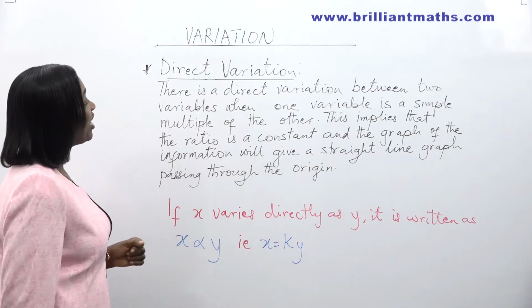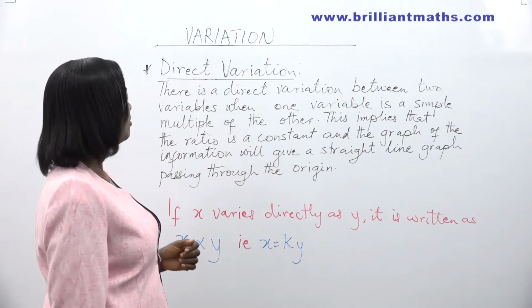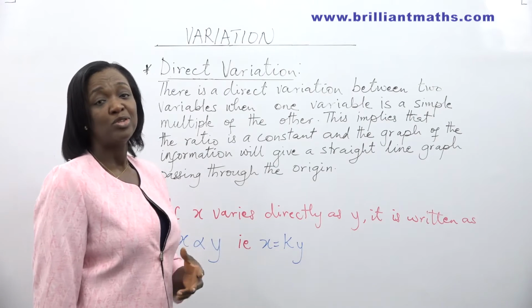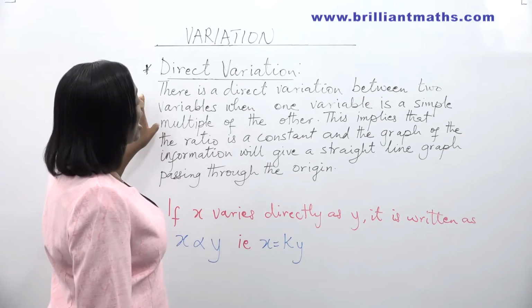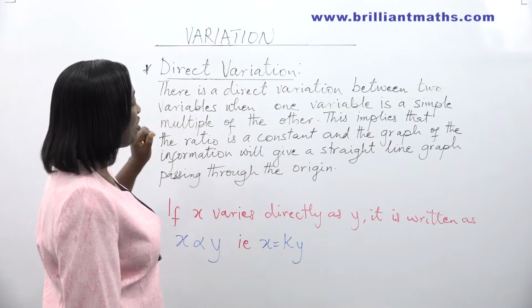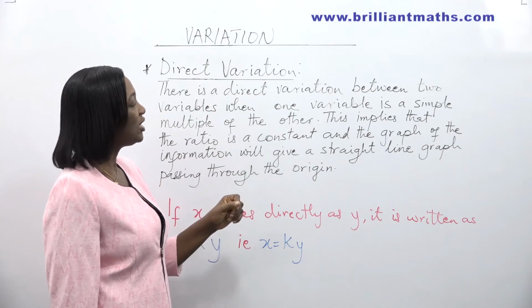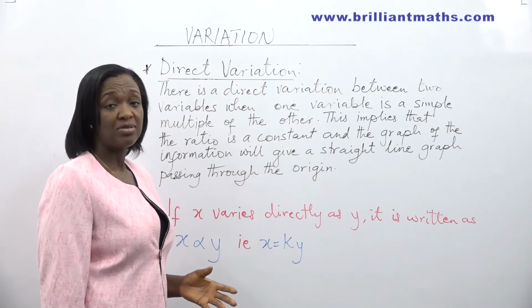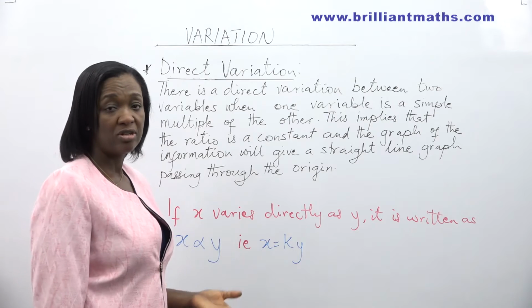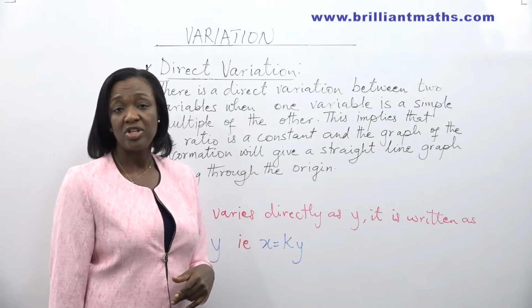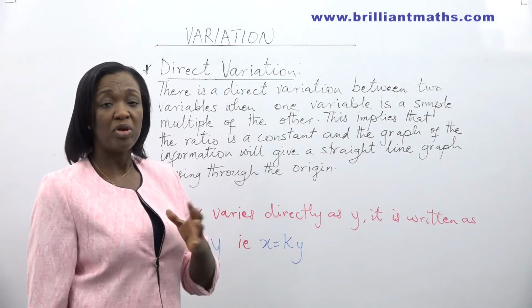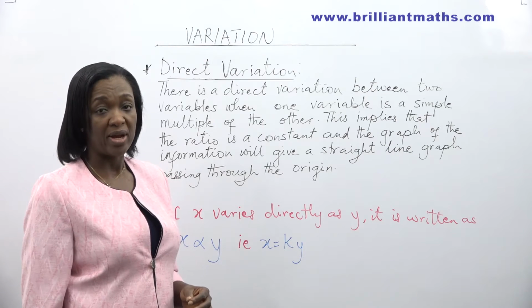Today we are looking at direct variation. What is variation? Variation is very similar to proportionality. There is a direct variation between two variables when one variable is a simple multiple of the other. There are several types of variations: direct variation, joint variation, inverse variation, partial variation. We'll be looking at all of them one by one.